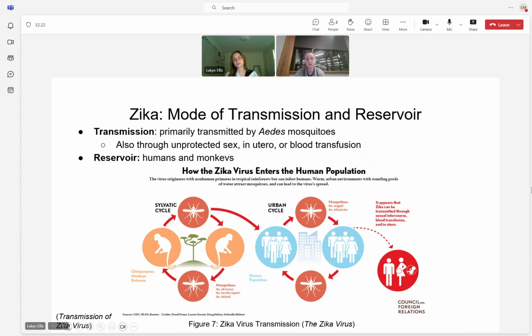So Zika is primarily transmitted by Aedes species mosquitoes, but it can also be transmitted by other species of mosquitoes as well. But the second most common mode of transmission is through unprotected sex, mother to baby, or in utero, or via blood transfusion. And you can see down here in the sylvatic or zoonotic cycle, the virus spreads between monkeys and mosquitoes. And then the mosquitoes can pass the virus on to humans in what is known as the urban cycle.